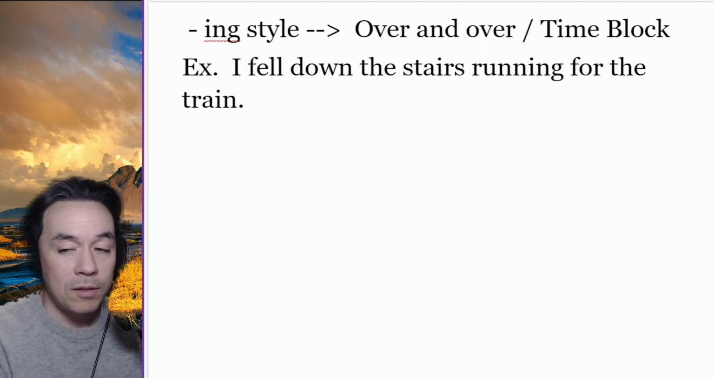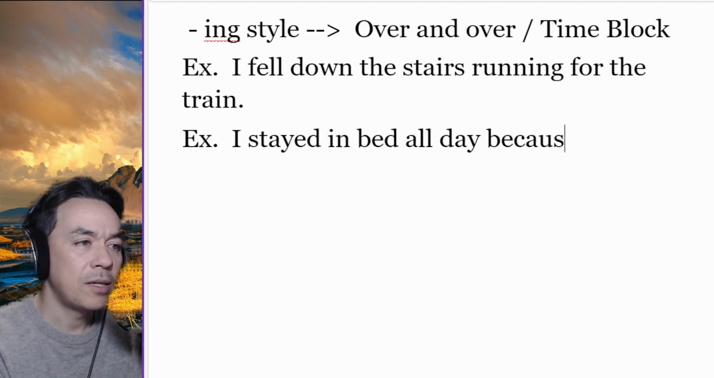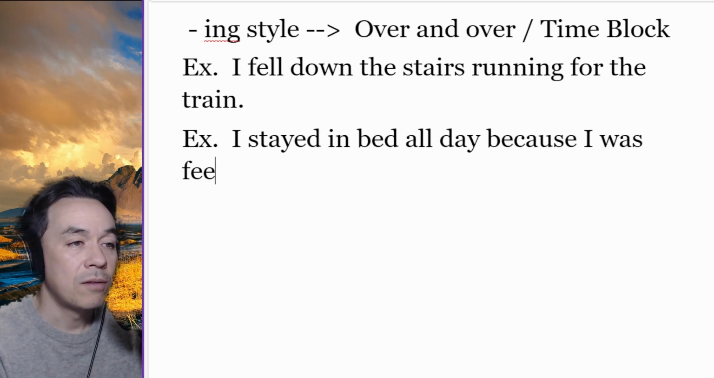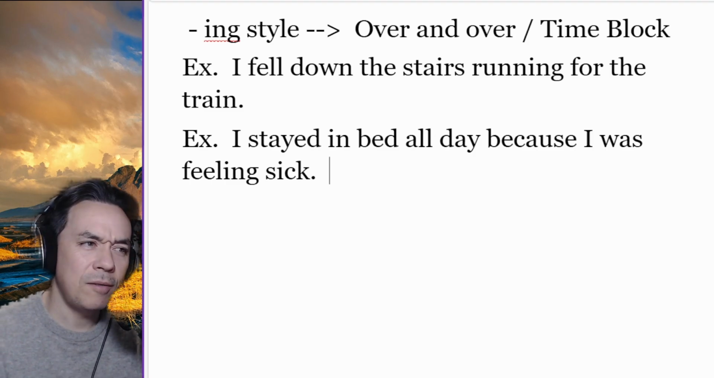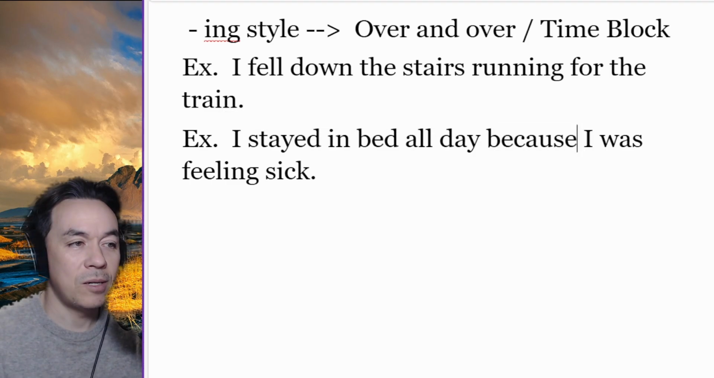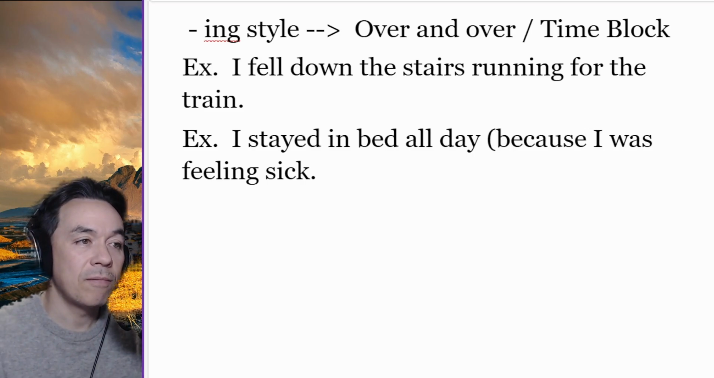All right, let's do another one. I stayed in bed all day. Well, why? Because I was feeling sick. Okay, I think you can probably already hear it. Because I was. Same thing, we cut this out. Stayed in bed all day.